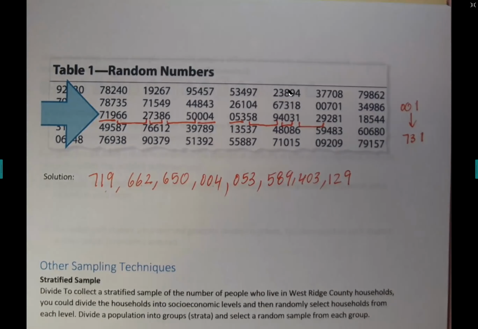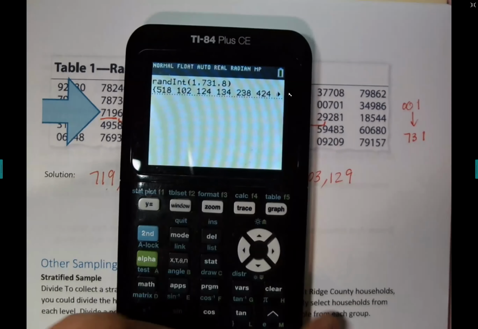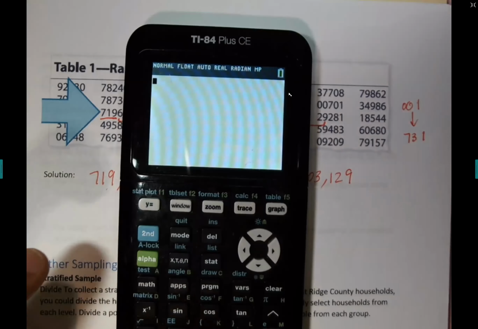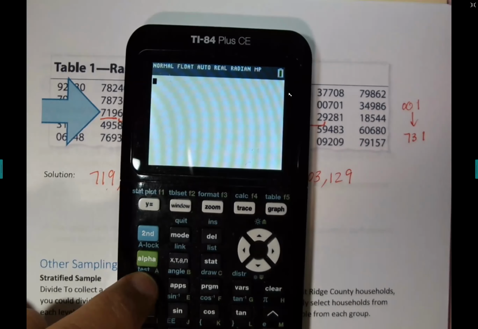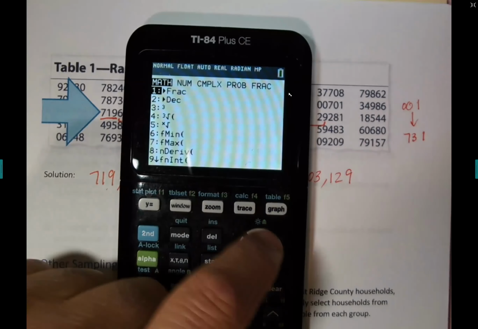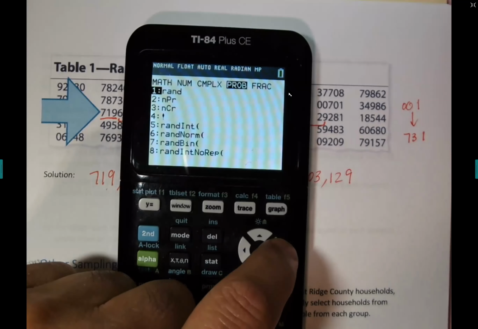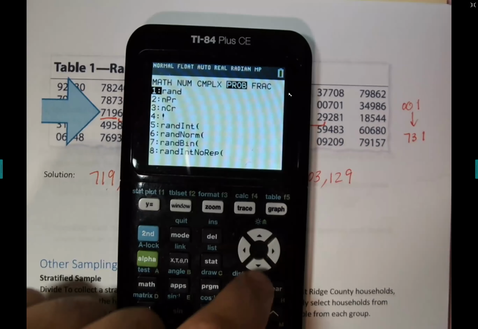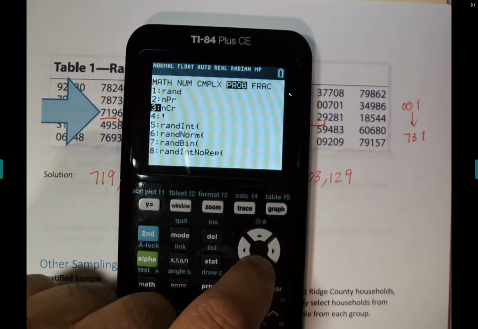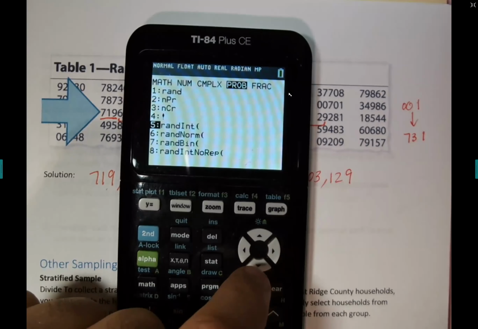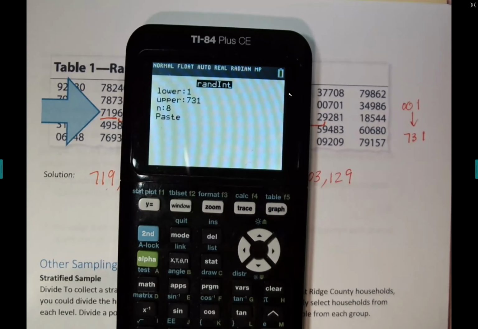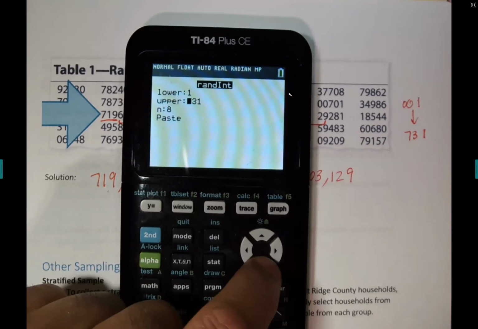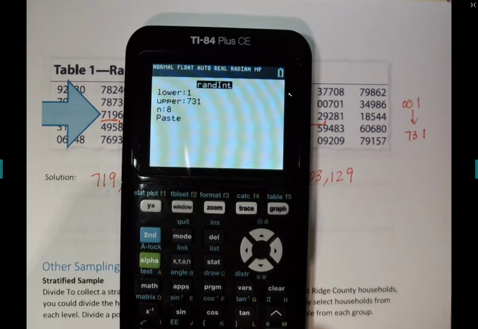Look, guys, a student asked me to do the steps again. So let me show you. You just go to math, go to, oops, I skipped this, probability. I go to number 5, 1 to 731, and then I need 8. And watch, guys, we're not gonna get the same numbers that we got earlier. That would be impossible.